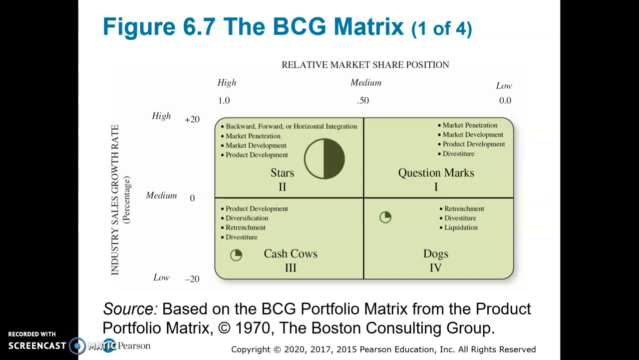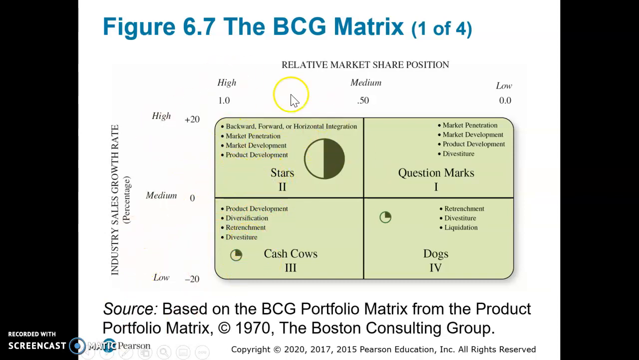So if we really like cash cows, okay? So we're looking at what is our industry sales growth rate and what is our relative market share. So cash cows have really high market share. They're not really growing, but they're here. So if you think of a cereal, let's look at the cereal market. We would put like Honey Nut Cheerios down here, right? They're a cash cow. So we can do product development, so we can add new types of Cheerios. We can do diversification, we can add new types of products. Retrenchment, divestiture.